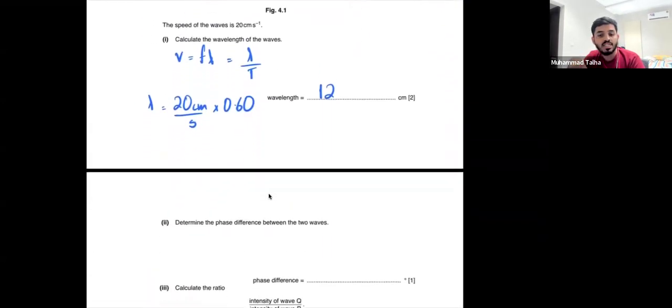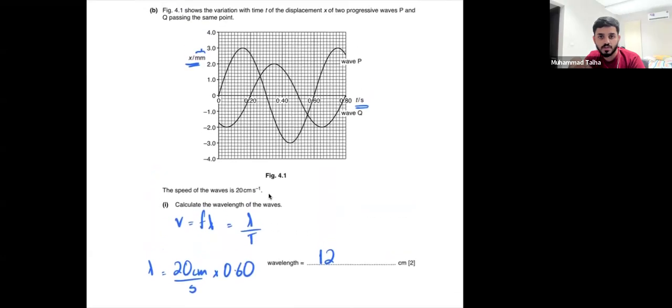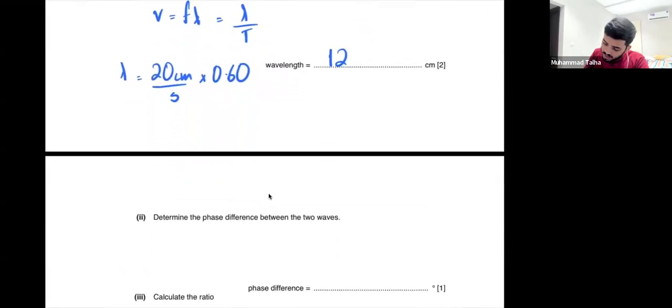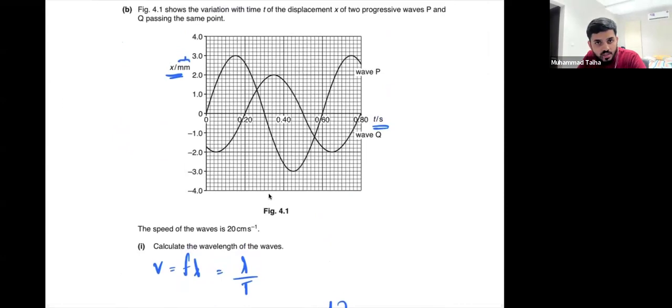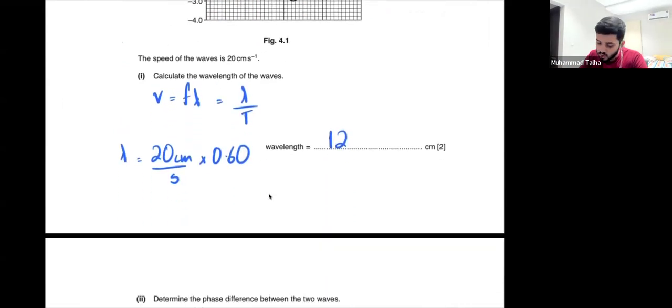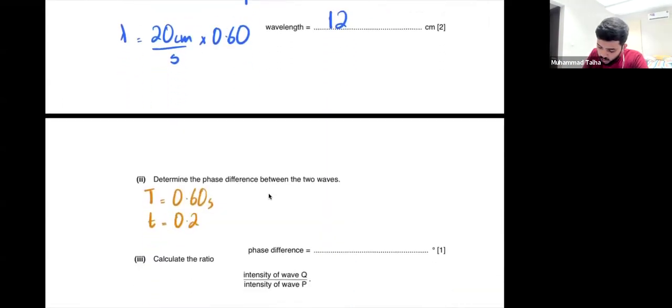Now in this one, it says determine the phase difference between the two waves. For the phase difference, if I look here, I know that the time period is 0.6 seconds. Let's find the time interval between the two. Let's compare peaks, or even easier, compare when both of these are 0. Both of these are 0 at a time of 0.2 seconds apart. So my small t here is 0.20.